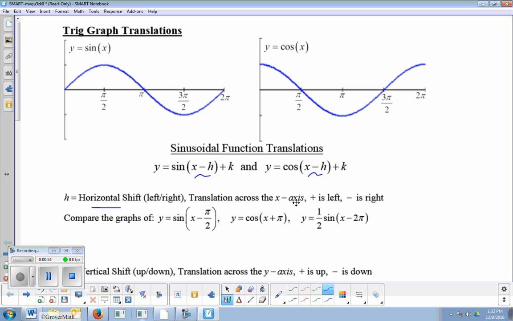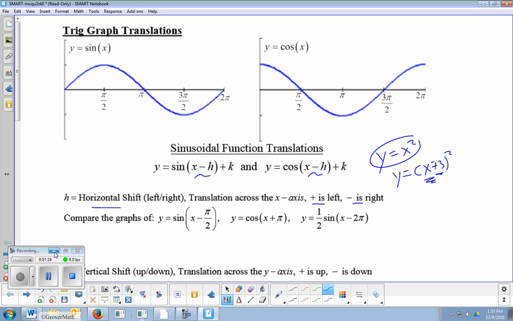Now, it's a little counterintuitive that when you see something with a plus in there, it actually goes left, not right. It's a minus that makes it go right. And again, this is the same thing for regular graphs, parabolas and exponentials or whatever. Like if we compare just x squared to the graph of (x plus 3) squared, we'll see that this graph is this moved to the left by 3. That plus 3 means left 3. And if it was a minus, it would go to the right 3.